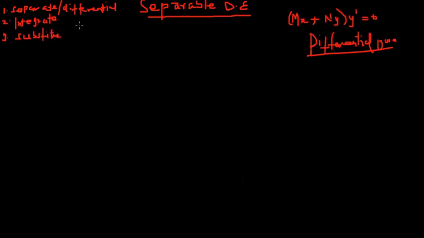So the trick you need to know is that you separate, you integrate, and then you substitute. So you have SIS: you separate, you integrate, and then you substitute.